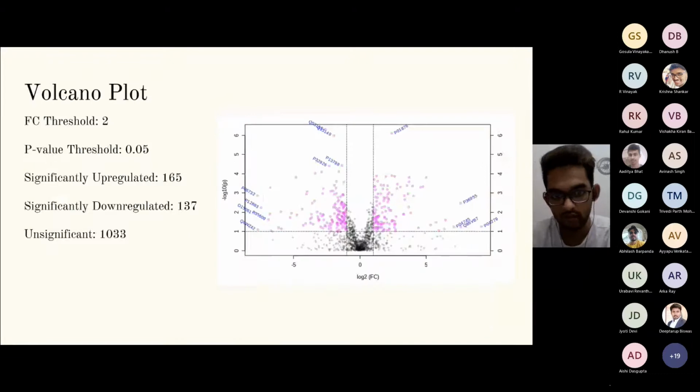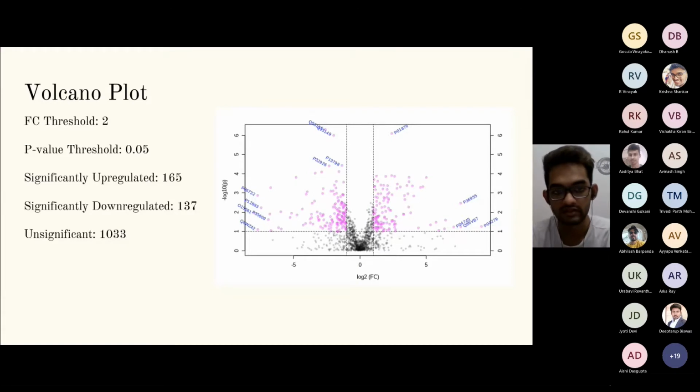And this is the volcano plot that I obtained from MetaboAnalyst. The following are the settings for the volcano plot. FC threshold is set to 2 and p-value threshold is set to 0.05. And it is observed that there are 165 significantly upregulated proteins and 137 significantly downregulated proteins, and 1033 unregulated proteins.